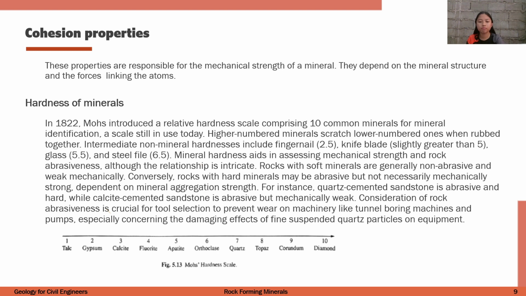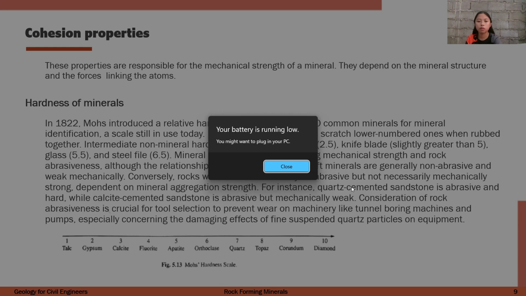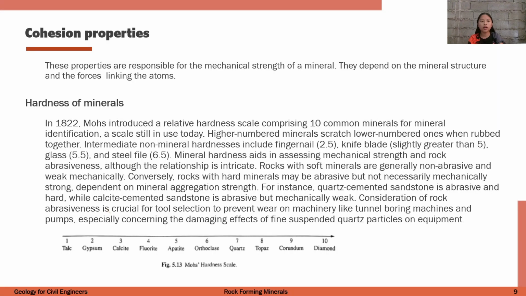So the point that you need to remember here is that ang hardness of materials ma-determine using this scale, which is Mohs, which was introduced by Mohs in 1822. And it's ranked from 1 to 10. So, yun lang.